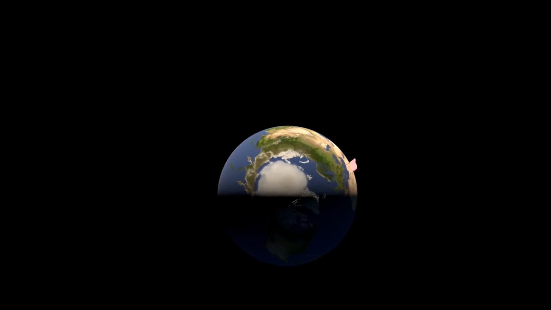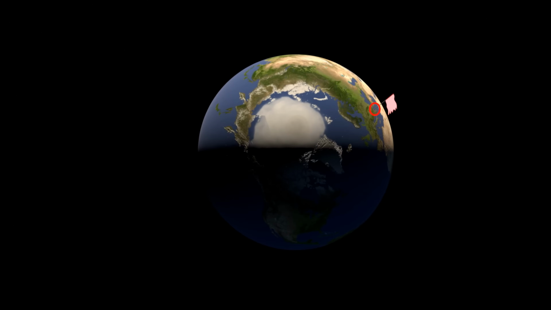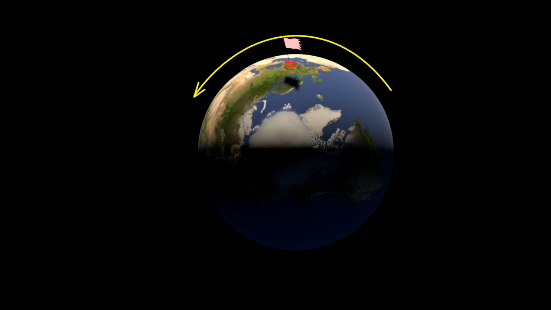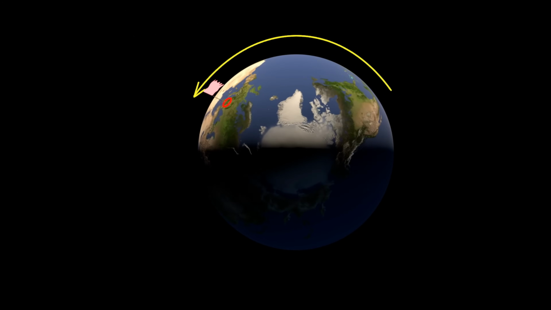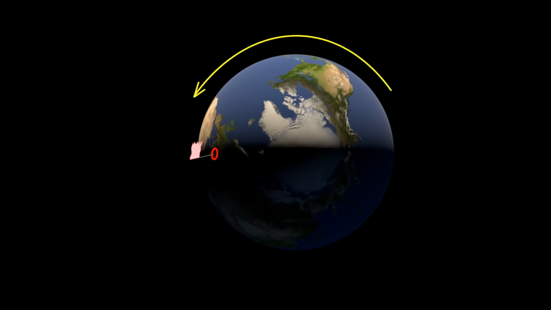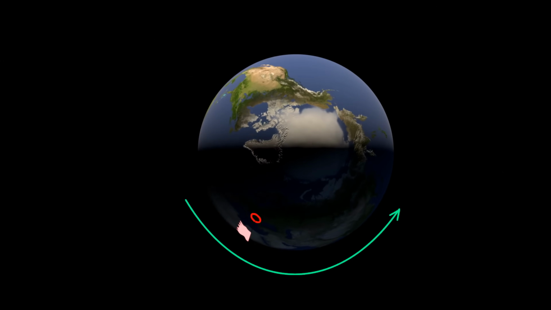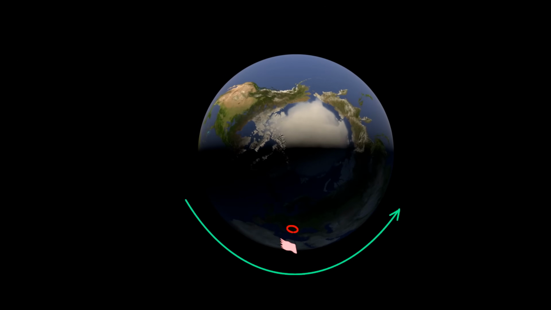Now please observe the flag while it is rotating through the lighted side given by the sun rays. This rotation is performed in about 12 hours, and it is called daytime. To complete the rotation through the dark side, it will take another 12 hours, which we are calling nighttime.